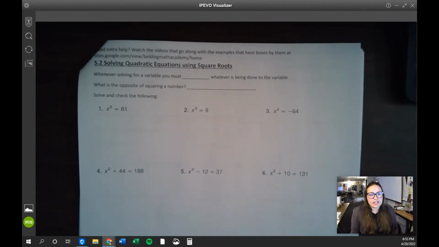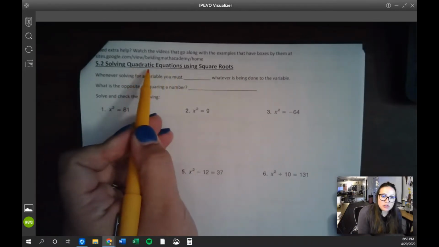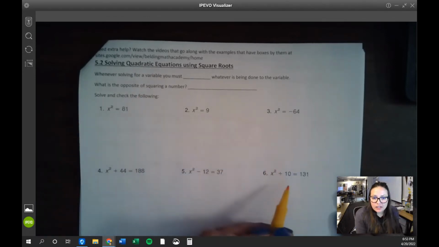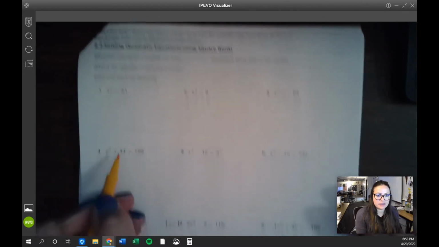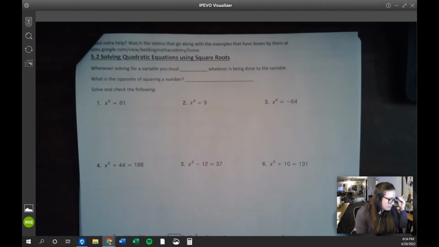And Unit 5 is all about quadratic equations. Quadratic means that we are going to have x squared somewhere in the equation. And if you look at all the examples, we have x squared. So this unit is going to be talking about strategies for how to solve quadratic equations.